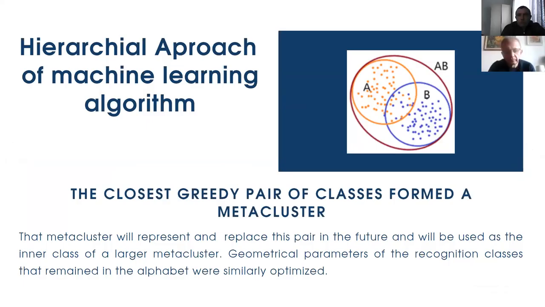Here we may see in the image that the closest pair of classes, found by a greedy algorithm, forms a meta cluster. It will represent this pair in future. The meta class receives the implementations of both classes as its own. The center of the meta class becomes the average value of the centers of its inner classes. The meta cluster will represent and replace this pair in the future and will possibly be used as an inner class for a larger meta cluster. Geometrical parameters of the recognition classes that remained in the alphabet were similarly optimized.